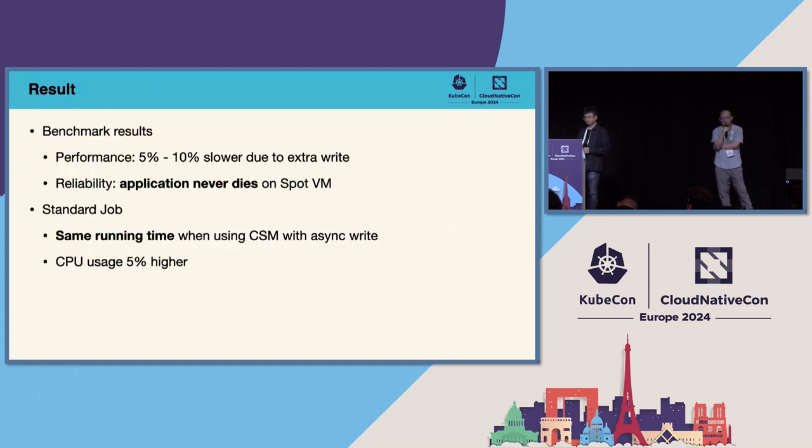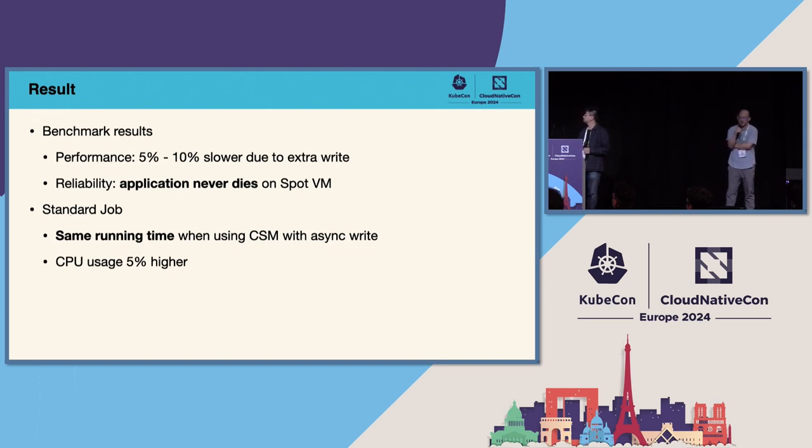And we run this benchmarking multiple times. We use a scheduler to schedule the job regularly. And on average, we observed about 5 to 10% overhead. That's due to the actual write. So that's the one we are concerned about.